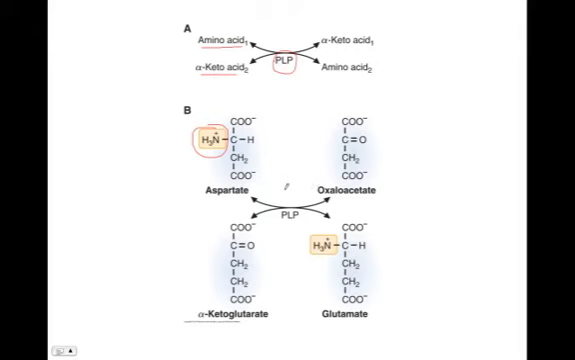If we look at this example below, in the case of aspartate reacts with alpha-ketoglutarate, and the movement of the ammonia to the alpha-ketoglutarate from the aspartate generates the new amino acid, glutamate, and the keto acid of aspartate, which is oxaloacetate. These reactions are readily reversible, such that they're involved in both the degradation as well as the synthesis of amino acids.